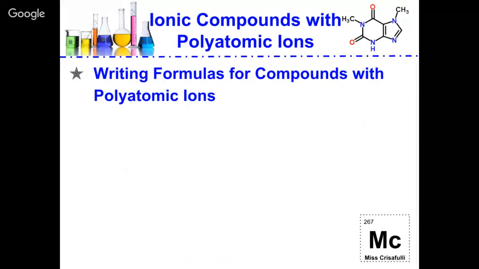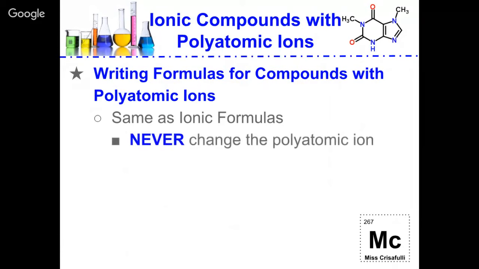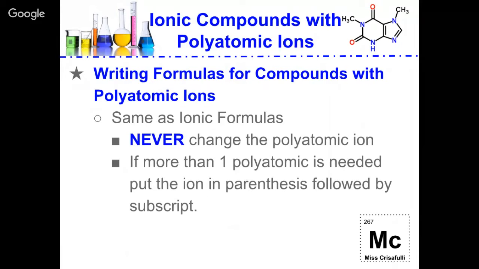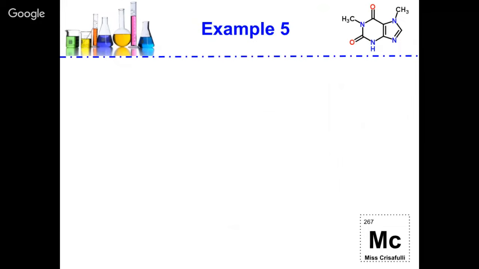Now let's talk about ionic compounds with polyatomic ions. Remember, you're going to write the formulas the same as you did for ionic compounds. You're never going to change the polyatomic ion though. And if there's more than one polyatomic ion needed, you're going to put the ion in parentheses followed by the subscript needed. Let's look at an example.